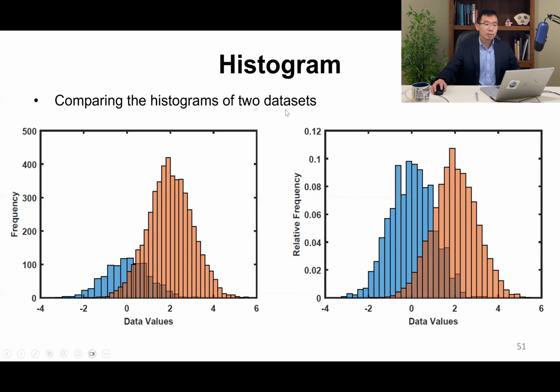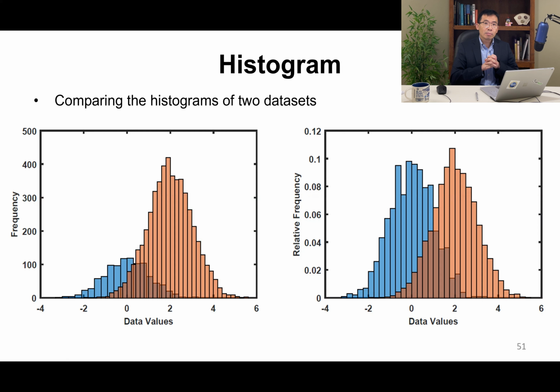So let's compare these two data sets. The x-axis is actually the data values. That means the bin and where the bin is located. And the y-axis is the frequency. This is the number of occurrences in each bin, right? 400 times here. And as we can see, blue does not have as many occurrences as the orange. But with relative frequency, this comparison is not really on the same scale.